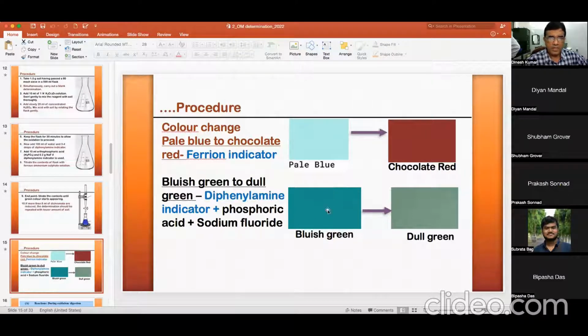And you can see the bluish green to dull green color. You have seen the dull green color. This is your dull green color. I don't know if it is clear to you, but this is the dull green color.